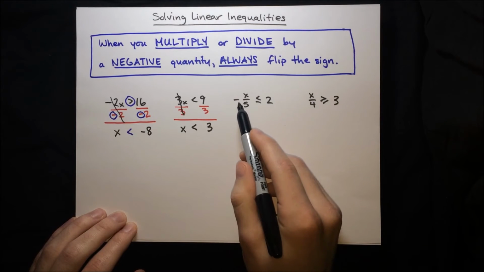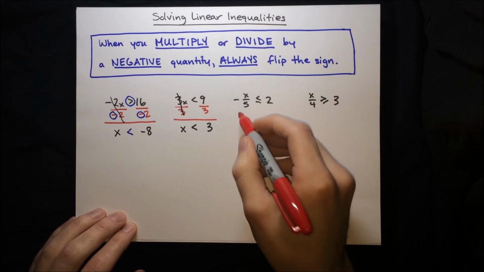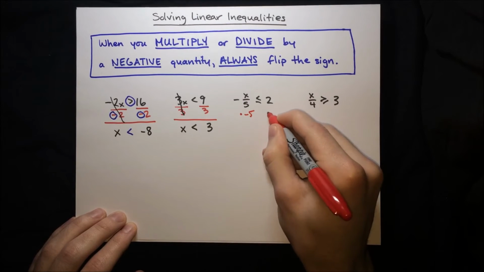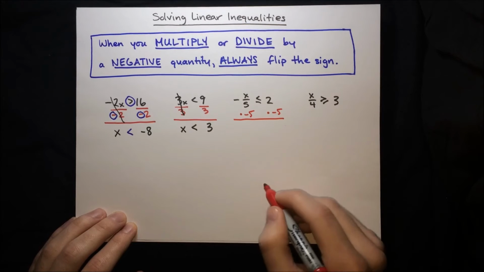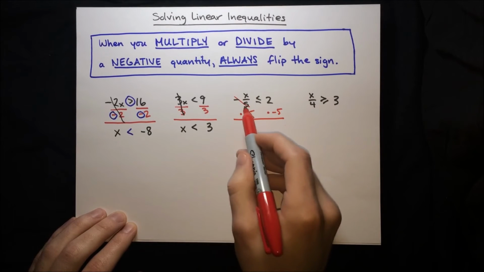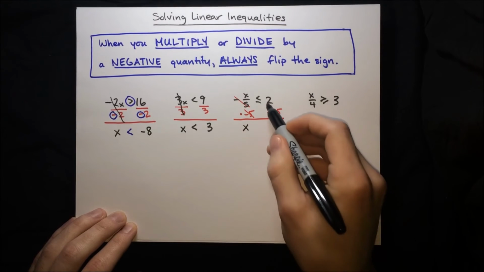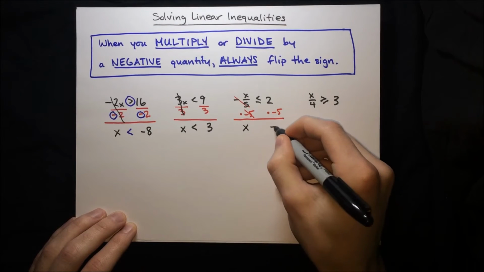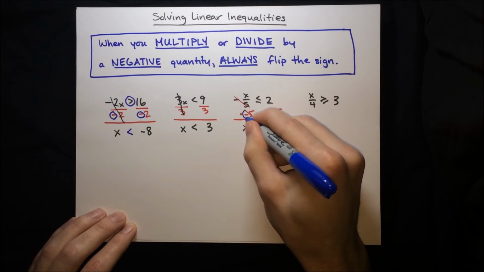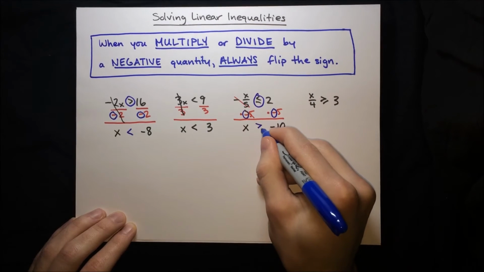Here we've got negative x over 5 is less than or equal to 2. And to cancel out this negative over 5, we have to multiply by negative 5 on both sides. So let's do that. The multiplied by negative 5 will cancel the negative over 5, and we just have x on this side. And then 2 times negative 5 is just negative 10. And because we multiplied by a negative number, we have to flip the sign. So x is greater than or equal to negative 10.